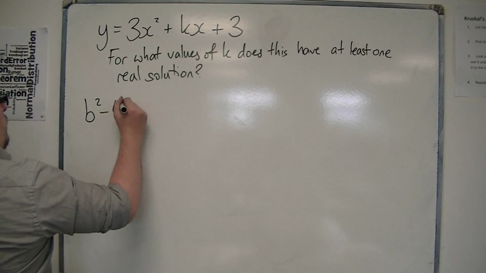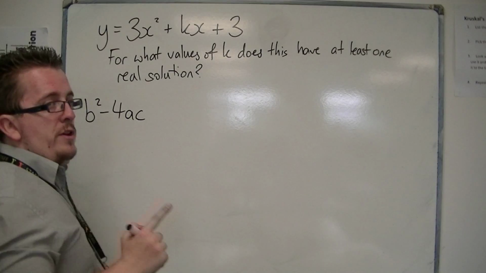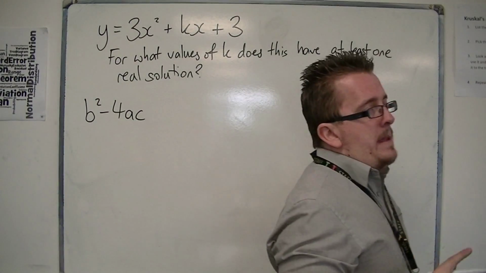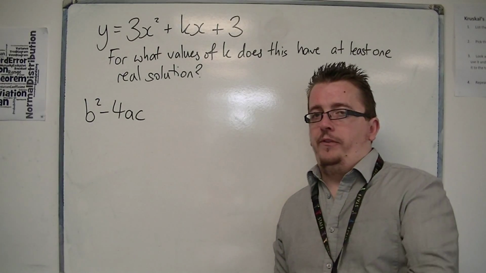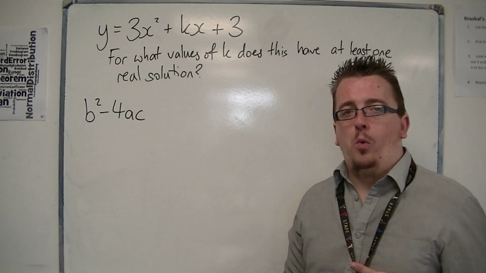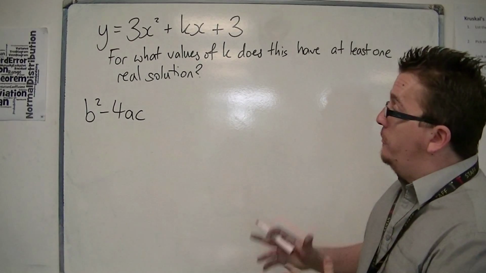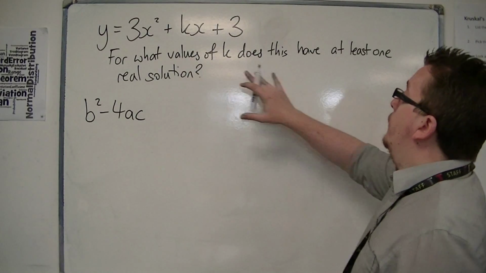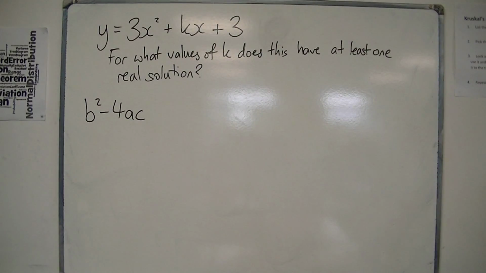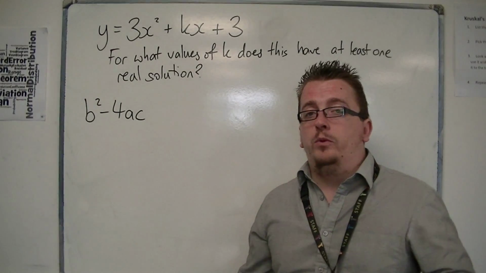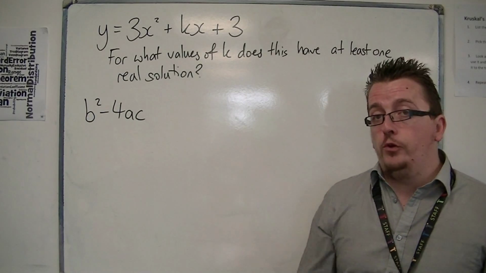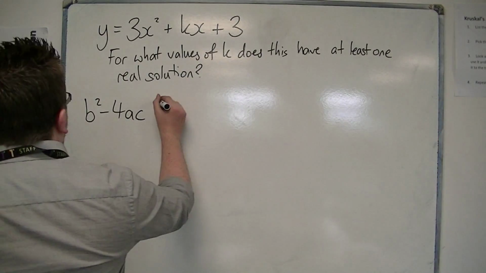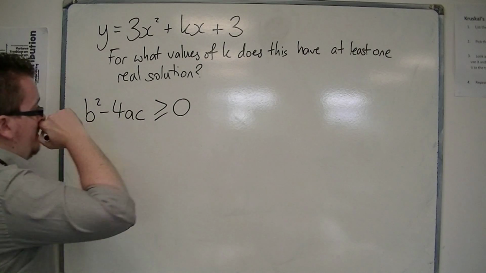Now because we want at least one real solution, it must be greater than or equal to 0. At least one. If it said for what values of k does this have one solution, we would set it equal to 0. But because we want at least one, we can have two as well. So we want greater than or equal to 0.